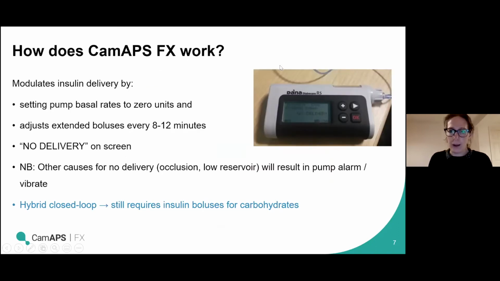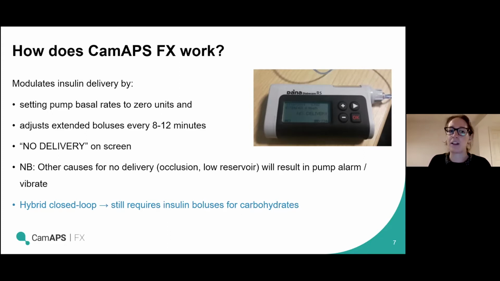Just by way of a reminder, and I hope many of you have come to our previous webinar, so we won't spend too long on this, but just so that you're aware, the CamAPS FX closed loop system modulates insulin delivery by setting the insulin pump basal rates down to 0 and then calculating a new extended bolus rate, which is adjusted every 8 to 12 minutes in response to the sensor glucose, the real-time glucose data. As we've mentioned before, this means that you get this no delivery message on the pump screen, but don't worry about that. It tells you the extended bolus just on top of it, which you can see in the photo there.